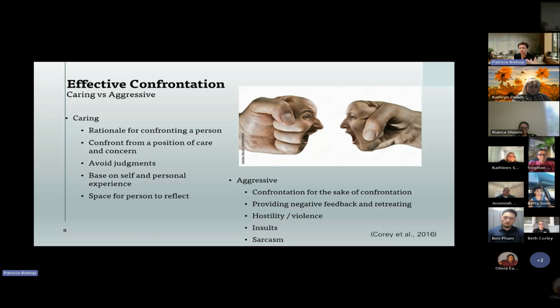Even in your language, the words that you use, your body language, all of that expresses care and concern, as opposed to what we all are very familiar with: being aggressive, expressing hostility, insults, sarcasm.